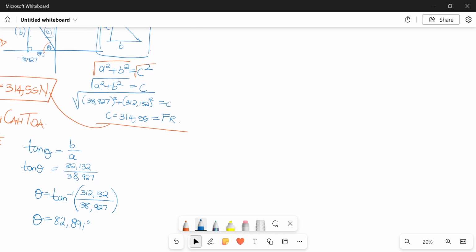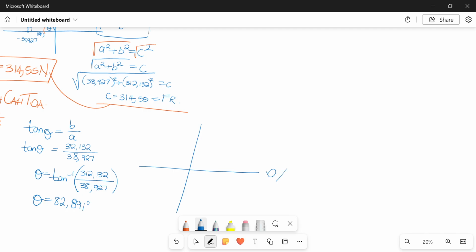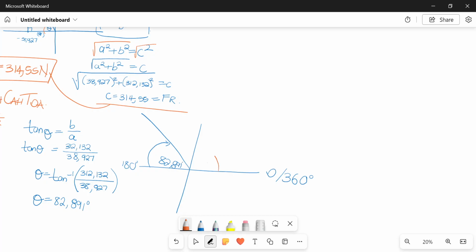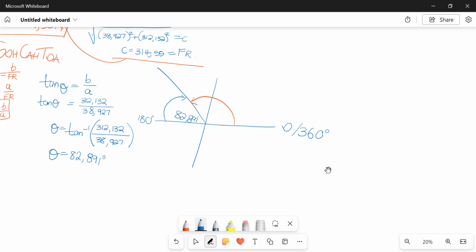Okay, and it looks like it's the end. It looks like we're done, except you'll remember that our 0 or 360 line is here, and that angle we just got is from our 180 line over here. So it's at 82.891, and essentially we're looking for this one over here. You wouldn't be wrong if you left it at that, but you would of course need to make sure that you specify the direction as well, so it makes sense. So the last itty bitty step would be to say 180 minus your 82.891. Then you'd get 97.109 degrees.